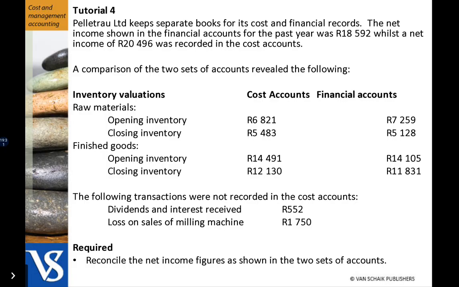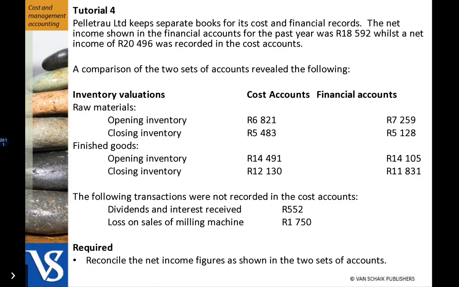Raw materials, opening inventory: looking at the cost accounts, we've got 6,821, whereas in the financial accounts it is 7,259. Closing inventory, cost accounts, it shows 5,483, and in your financials you've got 5,128. Then the finished goods, again you've got some differences there. Then the following transactions were not recorded in the cost accounts: dividends and interest received, because they were affecting only the financial side, and loss on sale of milling machine, 1,750. Again, that was a financial record.